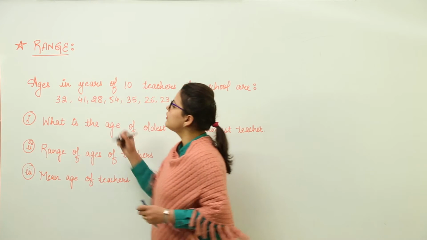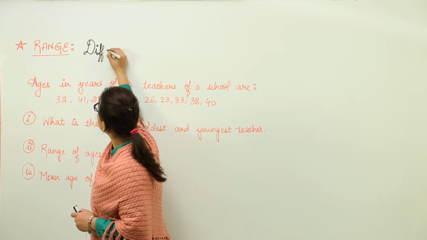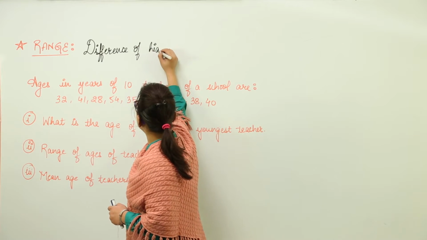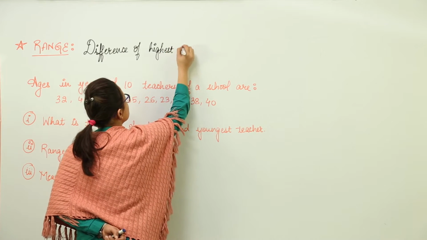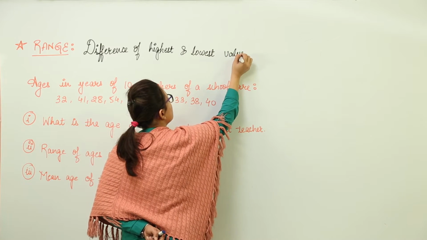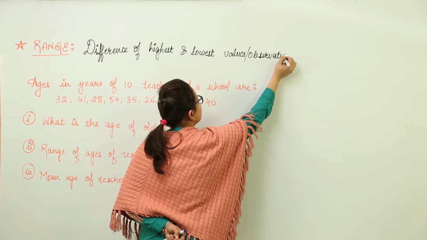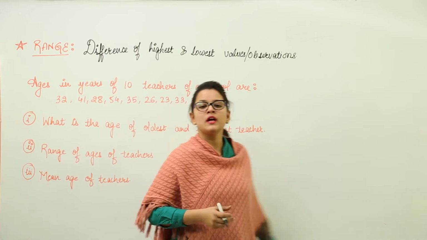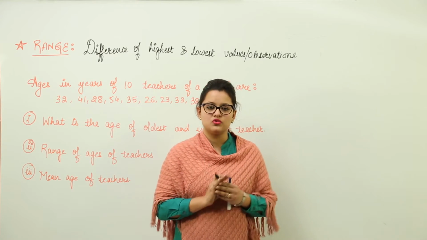But before that, if I want to define what is range, it is the difference of the highest and the lowest observations, or you can say the values. So I'll write it as difference of highest and lowest values, or you can write observations. If for any data there is a highest value and lowest value, you can find that out directly, and when you get your highest and lowest value, just subtract them, and you will get your range.